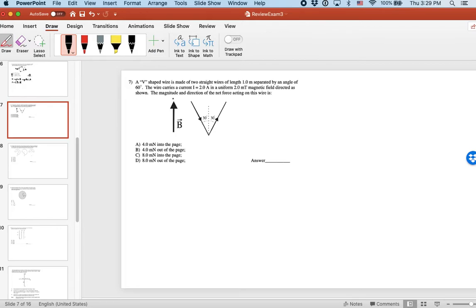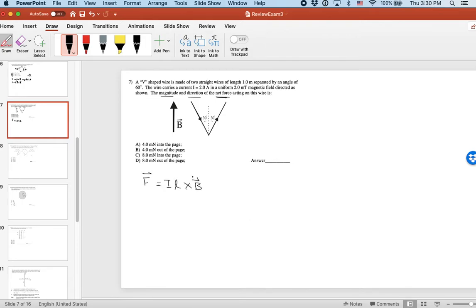And the magnitude and direction of the net force acting on this wire are. So I'm looking for the net force, and I'm looking for magnitude and direction. Just looking at the answers, my force is going to be either into or out of the page. Remember that when I have current, my force is equal to I L cross B, right? So my I is pointing this way on the left, and it's pointing up on the right.